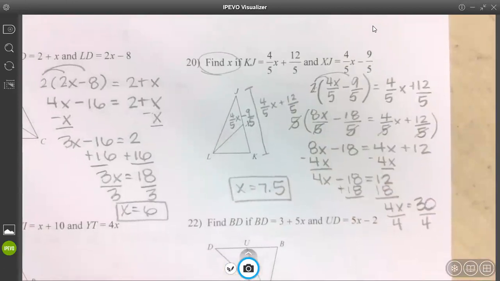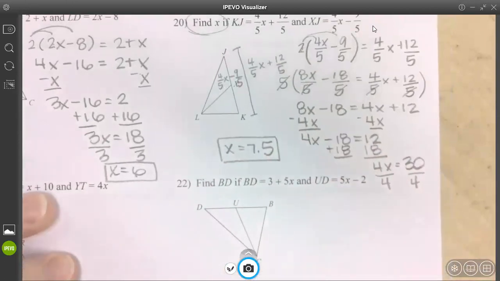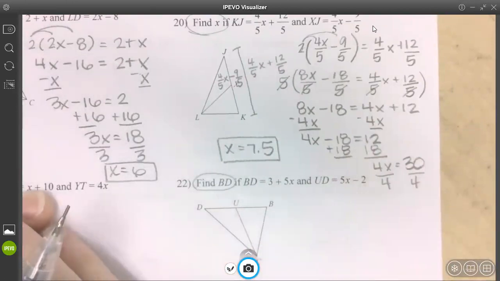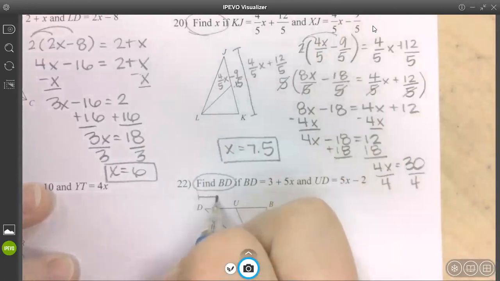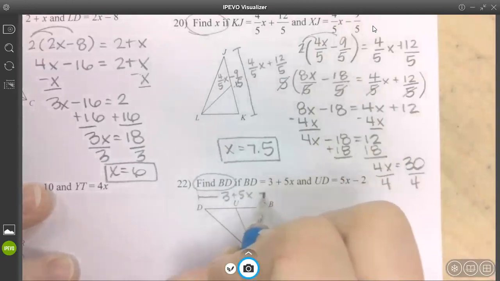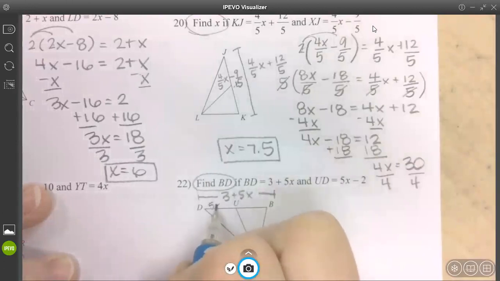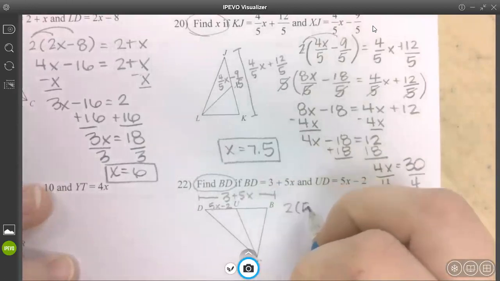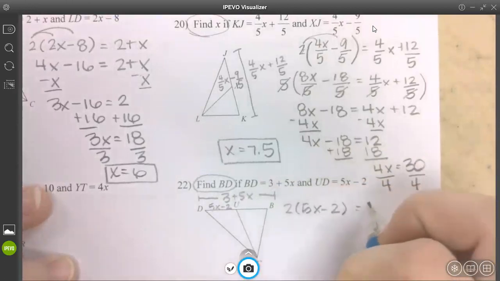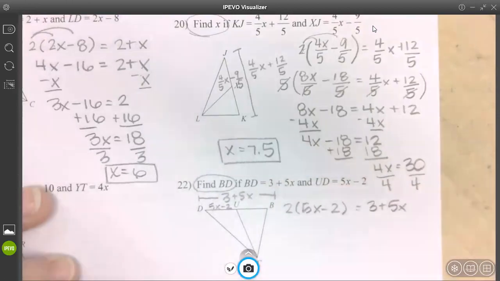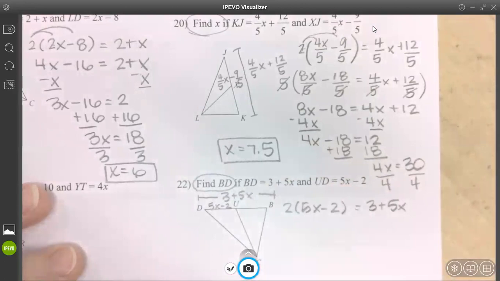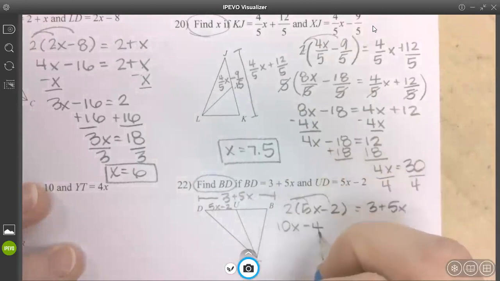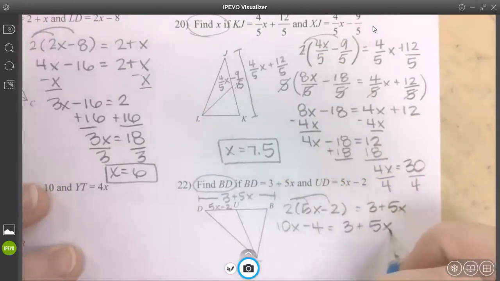We're going to skip 21 and we're going to go to 22. This time 22 asks you to find BD. So we're not just solving for x, we're solving to find BD. BD is the full length, 3 plus 5x. UD is the little part. So remember what I told you, 2 times the little part equals the full length. Distribute your 2, you get 10x minus 4 equals 3 plus 5x.